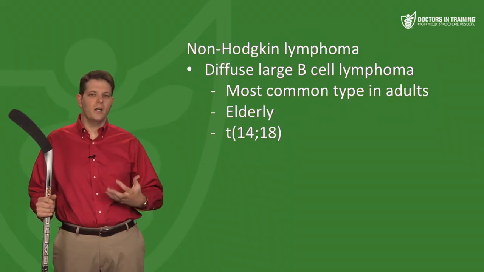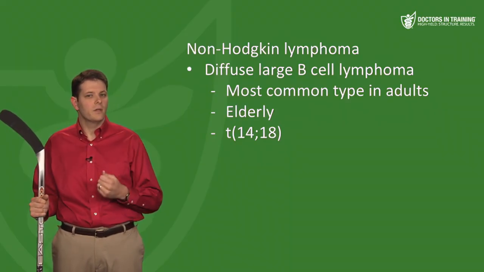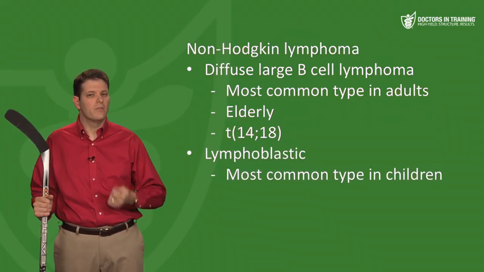Now, if the most common non-Hodgkin lymphoma in adults is diffuse large B-cell lymphoma, it's worth mentioning that the one that's most common in children is called lymphoblastic lymphoma.